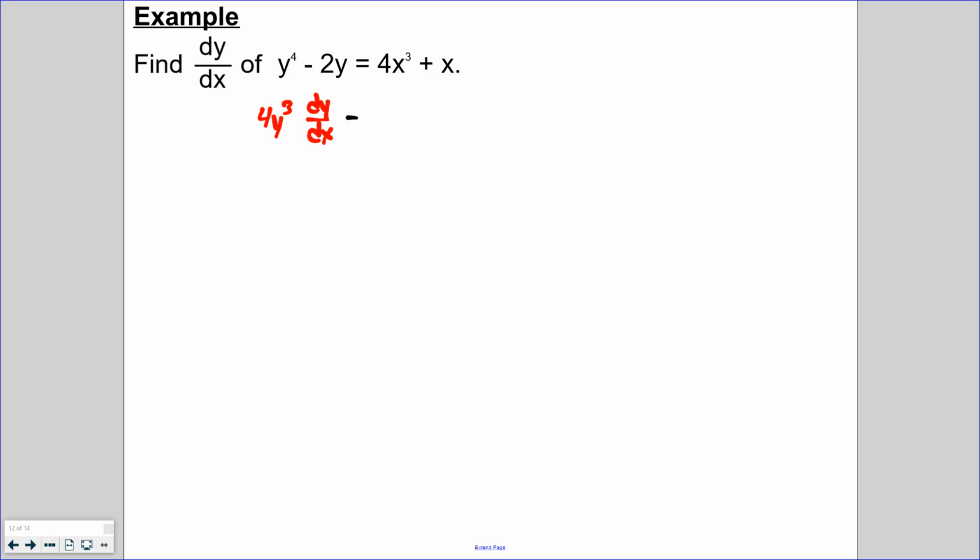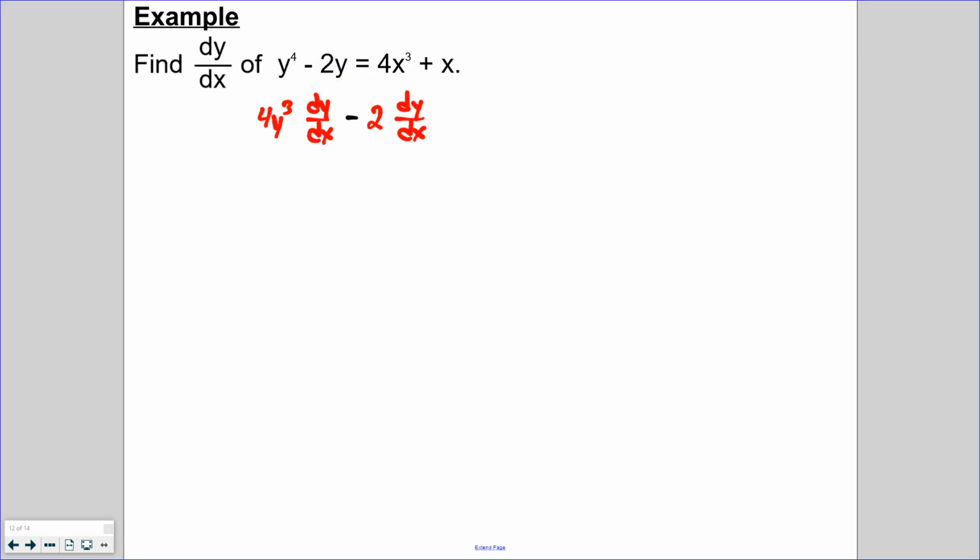Then minus the derivative of 2y, which is going to be 2. And since we took the derivative of an expression with a y in it, we need to multiply by dy over dx. This is another common mistake, because students look at this and think, the 2 doesn't have a y, so I don't need to add the dy over dx. Again, that's a trap, because the original expression we took the derivative of does have a y, which means we need the chain rule.